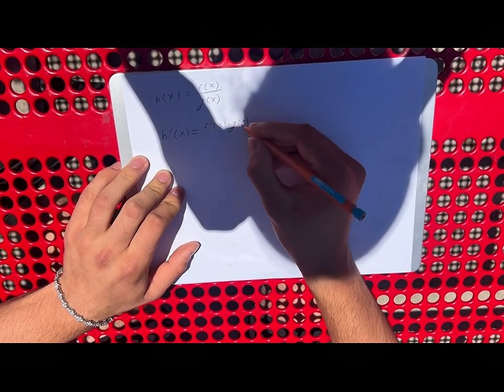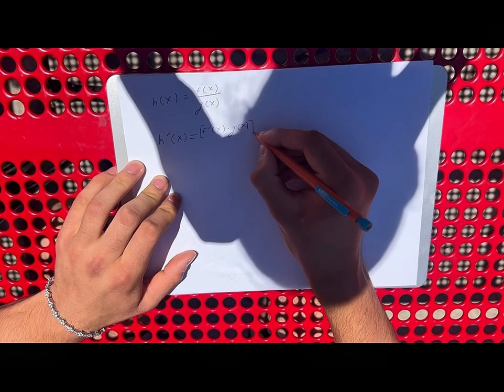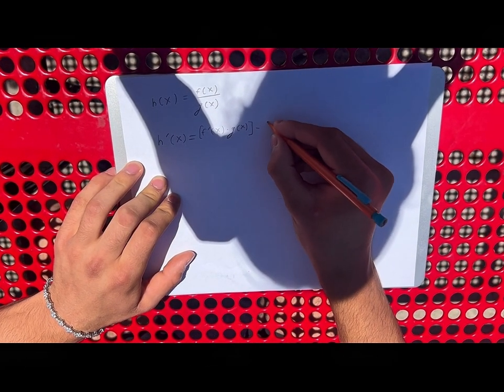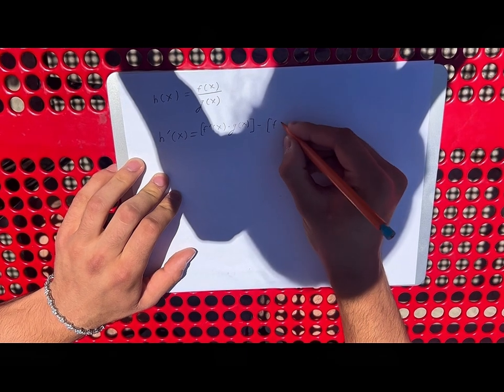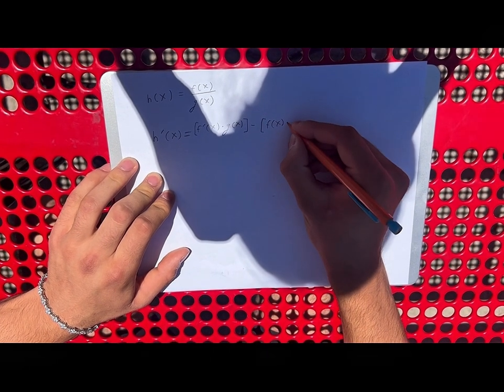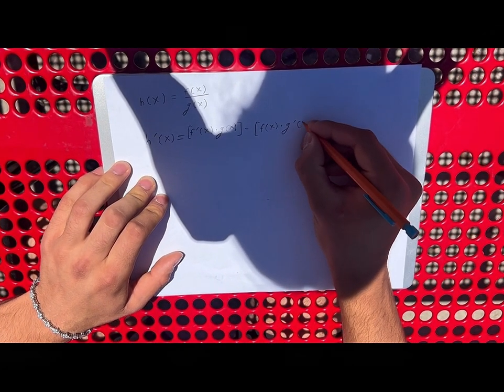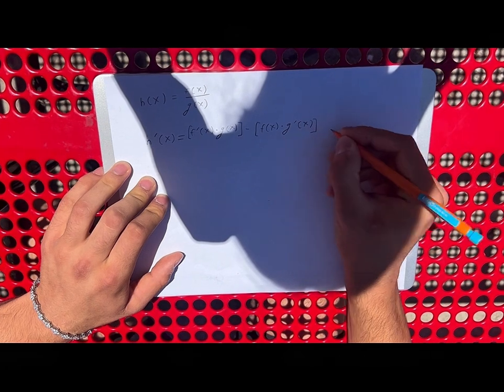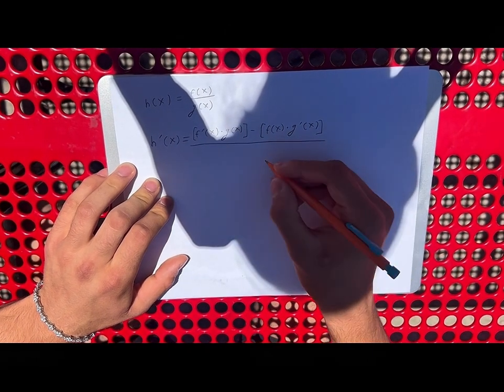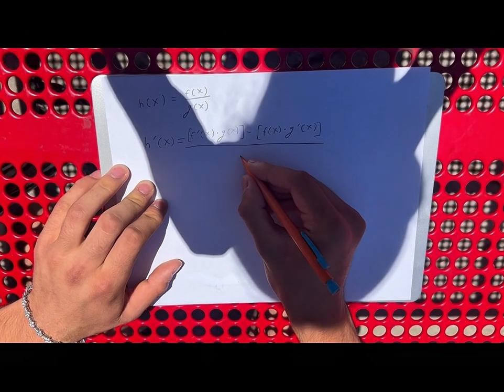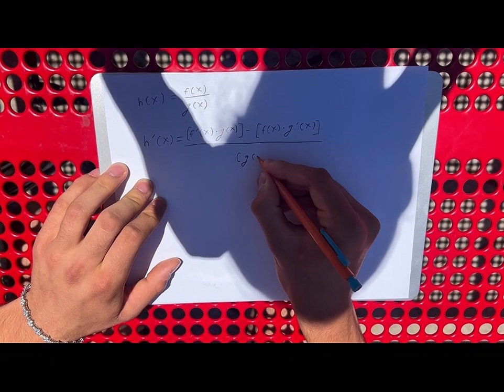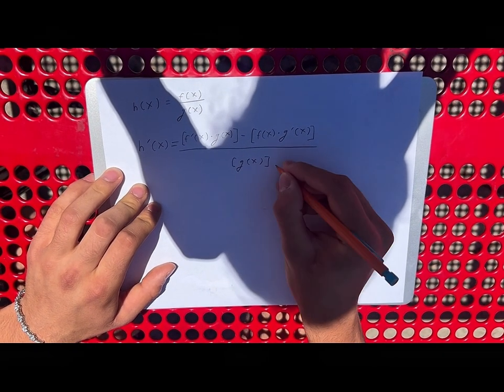Then, after multiplying those two, we are going to subtract from that the top function, f(x), multiplied with the first derivative of the bottom function, also known as g'(x). Then, underneath that, in the fraction, we are going to take the bottom function, g(x), and we are going to square that.